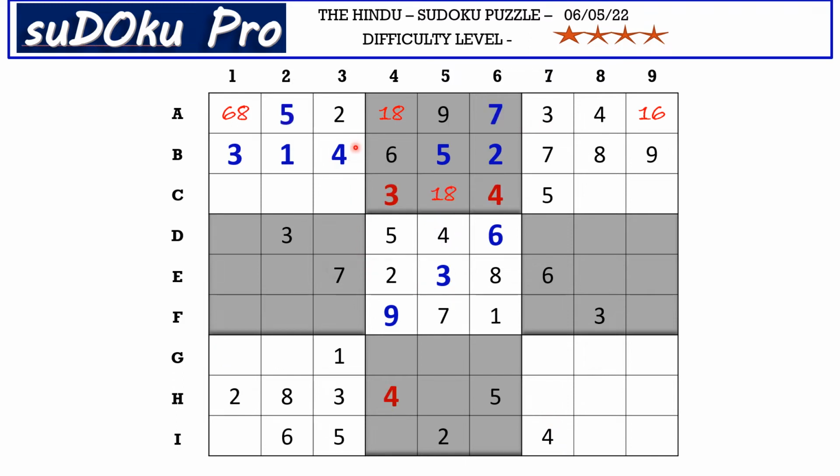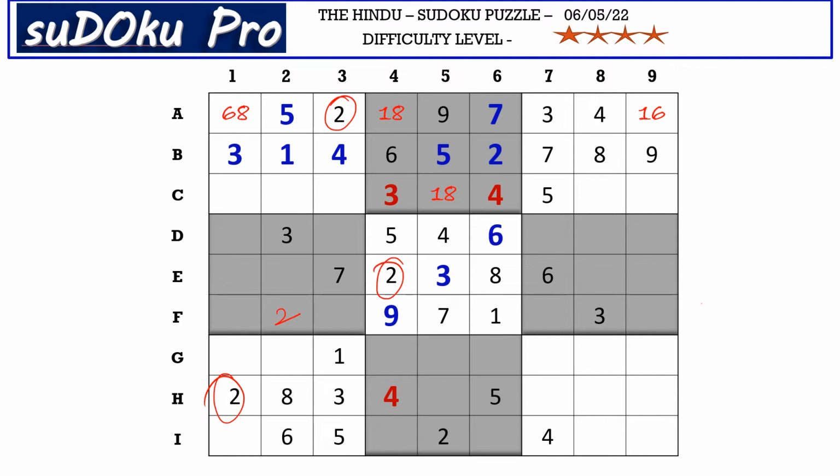There is a 2 here in column 3 and a 2 here in column 1 which blocks these two columns. Now 2 has to be in the middle column in one of these two cells, but there is a 2 here in E row blocking this cell. So F2 takes 2.